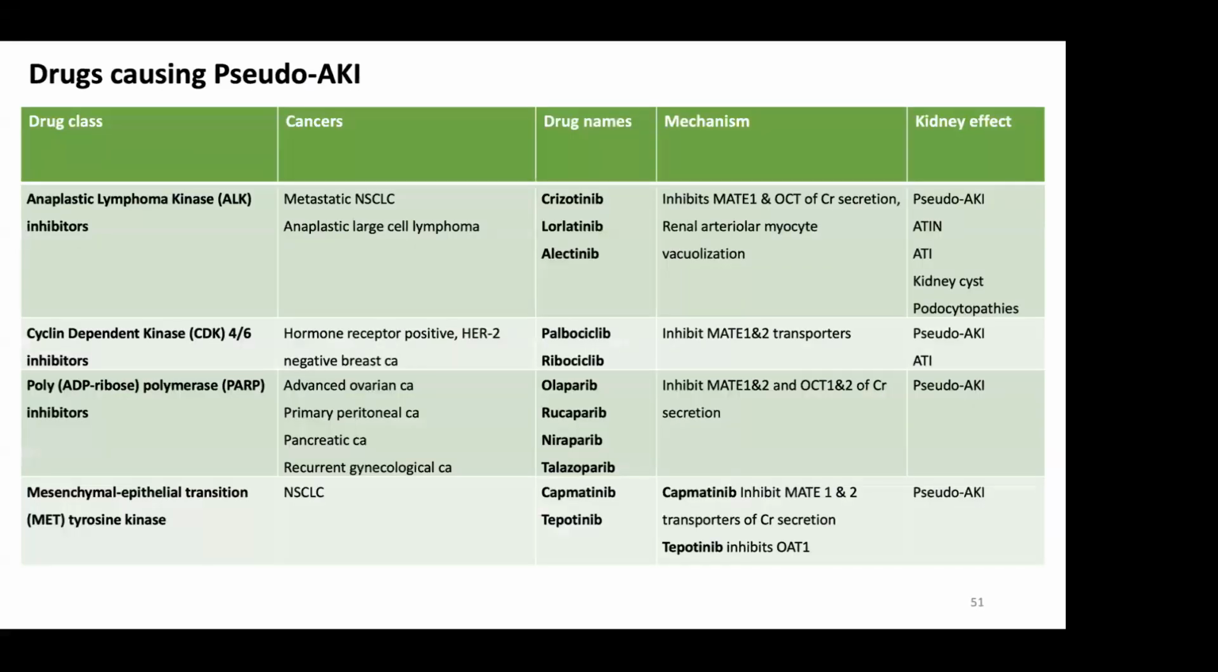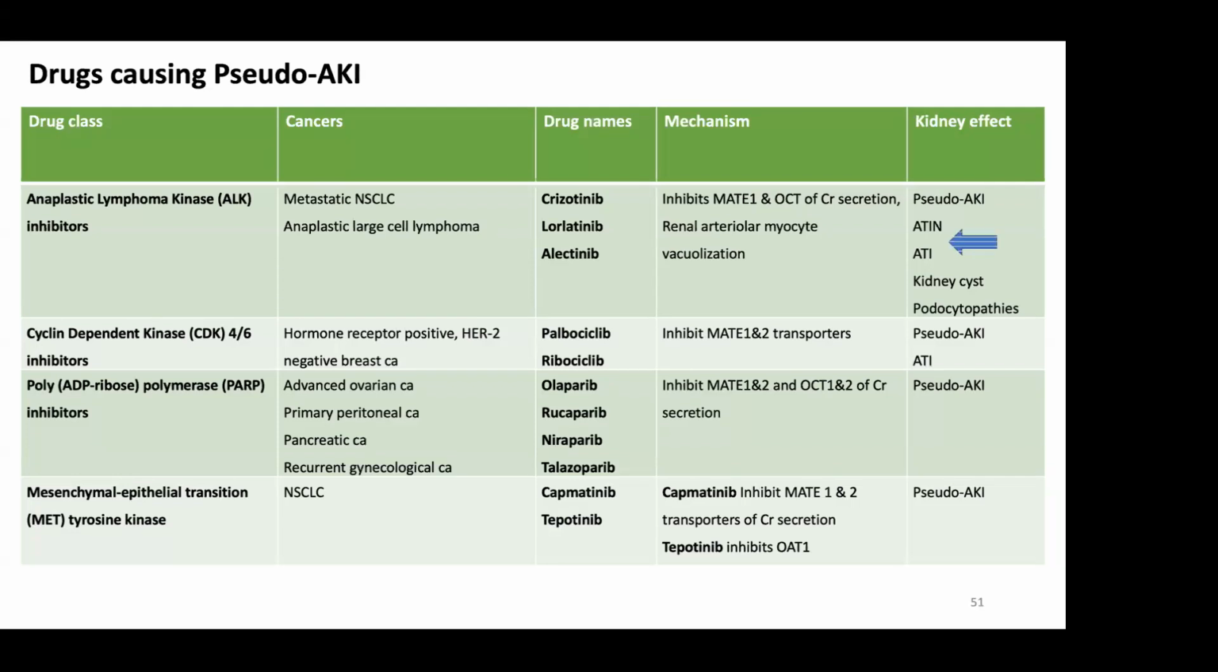Now, these are the drugs which have been FDA approved, which can cause pseudo-AKI. A few of them are the anaplastic lymphoma kinase inhibitors, also called the ALK inhibitors, CDK inhibitors, the PARP inhibitors, and the MET tyrosine kinase inhibitors. Now, this is a lot of words, a lot of complicated drugs. But what is important to remember is the class effect of these drugs, that they can cause pseudo-AKI.